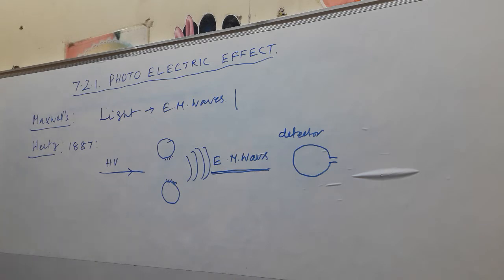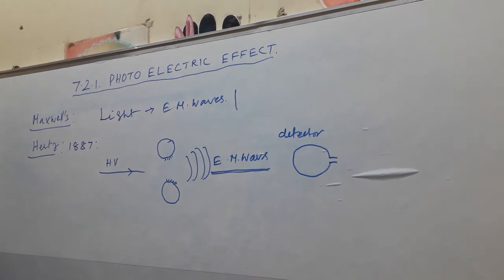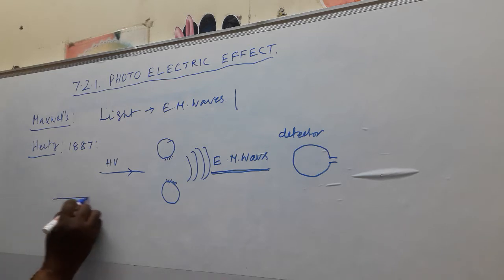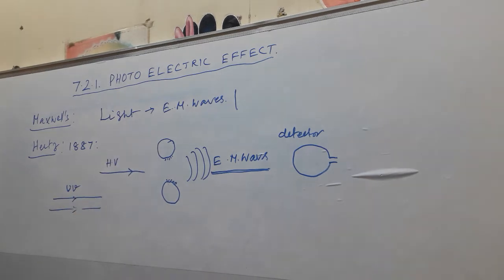But here one problem occurs. The spark is very tiny and could not be visualized. That's why he made some alternative arrangements to visualize the spark produced on the spherical spheres. For that, he sent ultraviolet rays, UV rays, to the sphere. Then what happened?